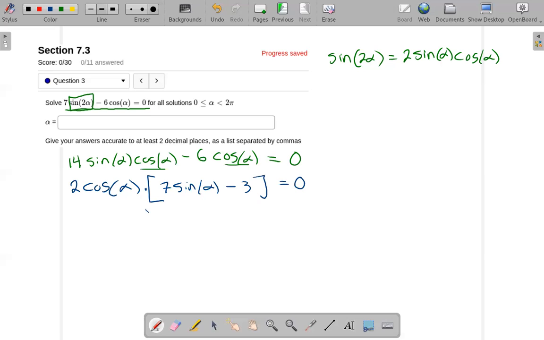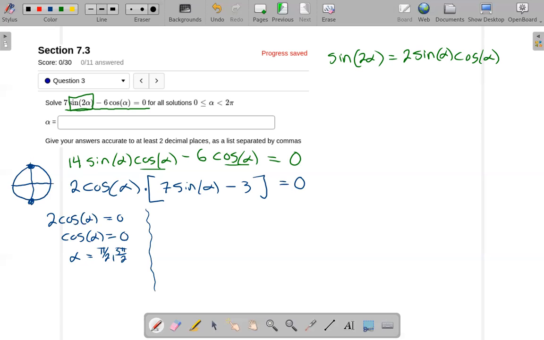So now we can break that and solve 2 cosine of alpha equals 0. Divide by 2, cosine of alpha equals 0. Thinking about the unit circle, cosine is an x value. X equals 0 up here and down here. So relevant angles for alpha, and it's just a straight alpha, which is nice, are pi over 2. Down here, 3 pi over 2. And if I went around again, that would be 5 pi over 2, which is outside my region. So I think I have 2 solutions from that part of the equation.